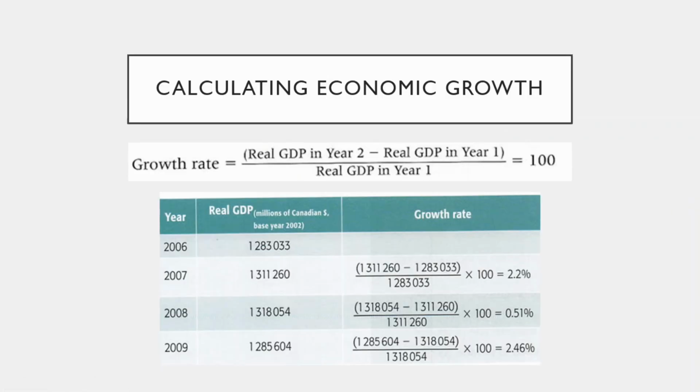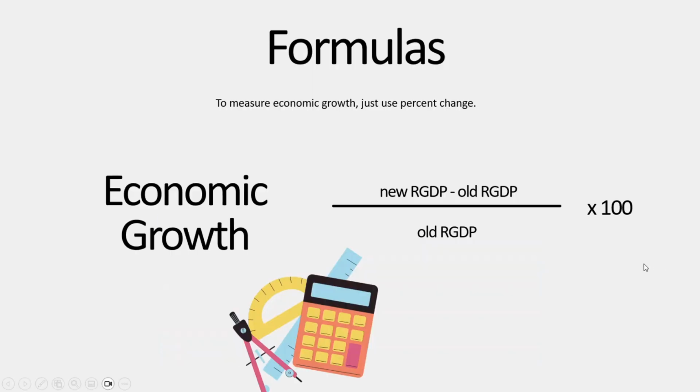So here's the first formula you need to know. This is how to calculate economic growth. You look at real GDP in year 2 minus real GDP in year 1, divided by real GDP in year 1, times 100. There are some examples right here to show you. I like using this version better just because you get confused with the 2 and the 1. It's the new GDP minus the old GDP, divided by the old GDP, times 100.